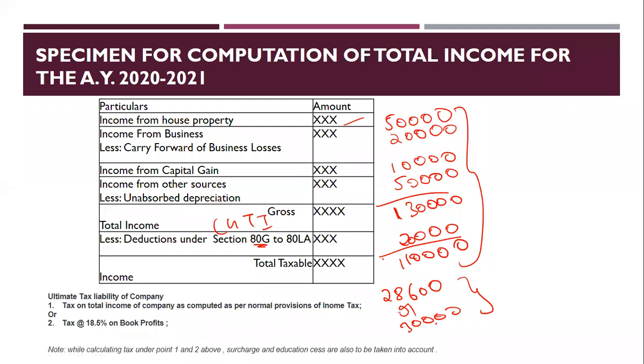For example, what I have to do as a company is compare and see which is highest. Whichever is higher will be called the tax liability. In this case, which is the highest, 28,600 or 30,000? That only we have to consider. So 30,000 is the highest. So the ultimate tax liability of a company will be 30,000. Am I clear in this?